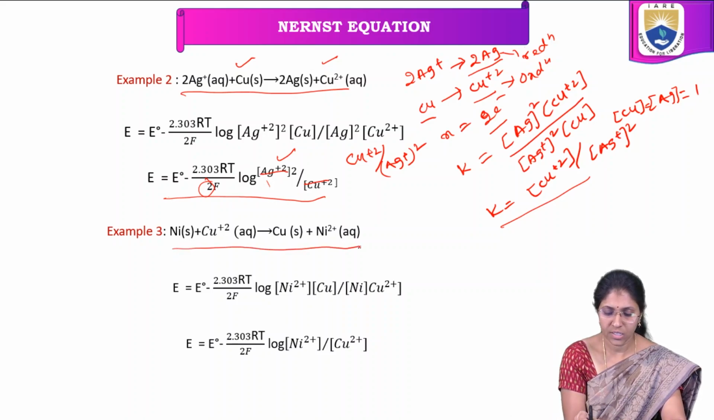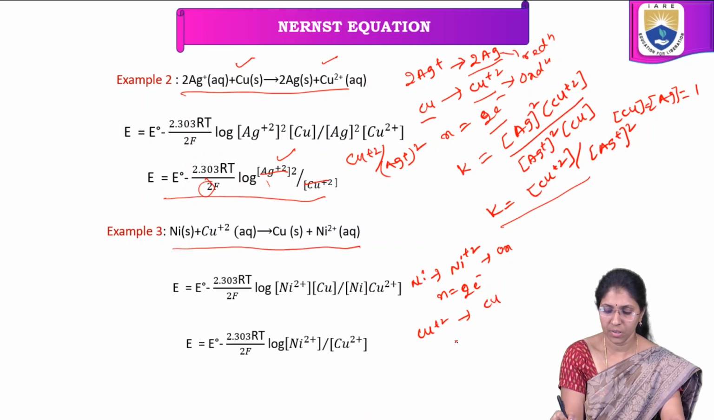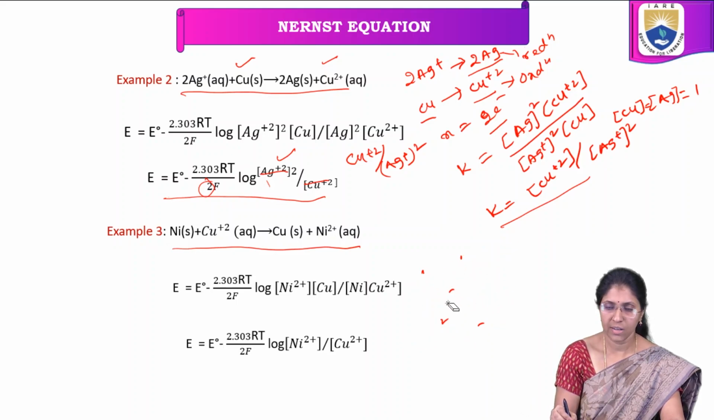So the next reaction is nickel plus copper plus 2 gives rise to copper and nickel plus 2. In this, nickel is converted into nickel plus 2, which means it is undergoing oxidation. The number of electrons involved in this oxidation reaction is 2, and copper plus 2 is converted into copper. Here also 2 electrons are involved in the reaction. So first we have to write the equilibrium constant.